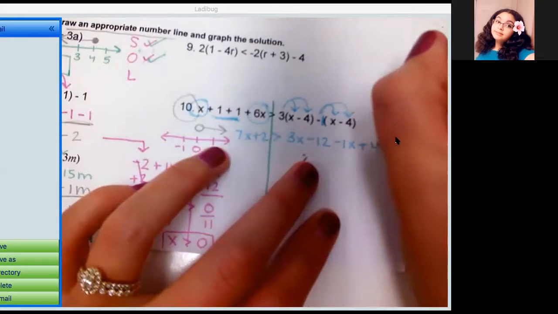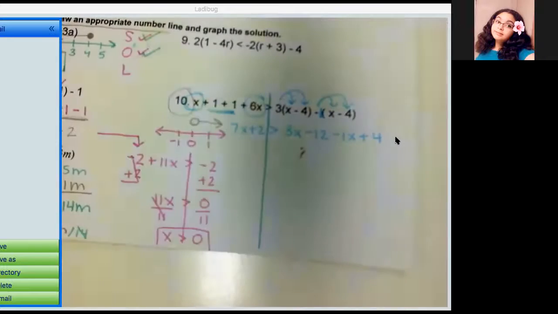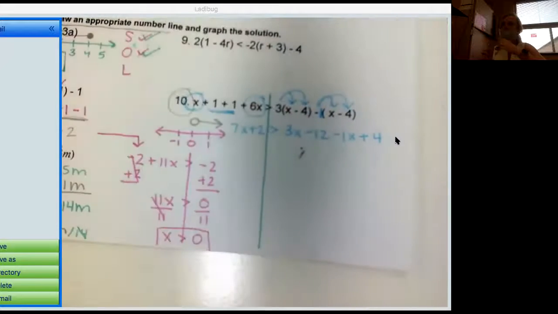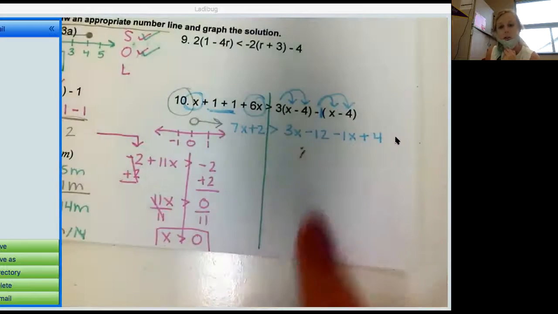+4. +4. Good. Can y'all see this okay? I feel like the blue's not showing up good for my end people. Is that better? It looked kind of blurry. All right, same side still. Can I simplify anything else on the right?